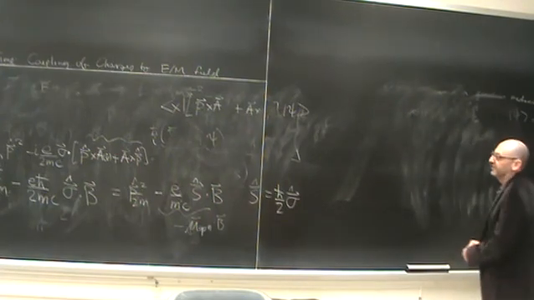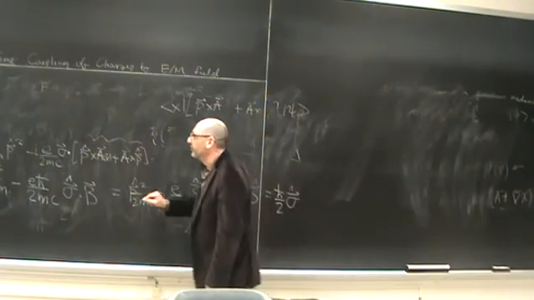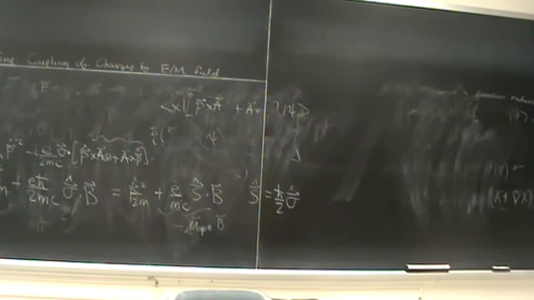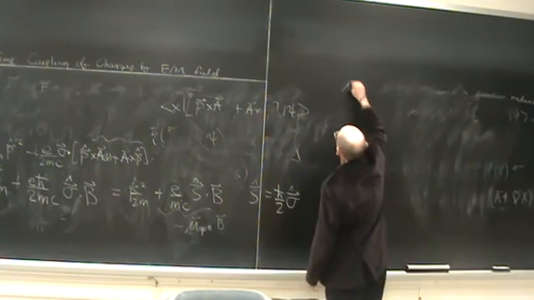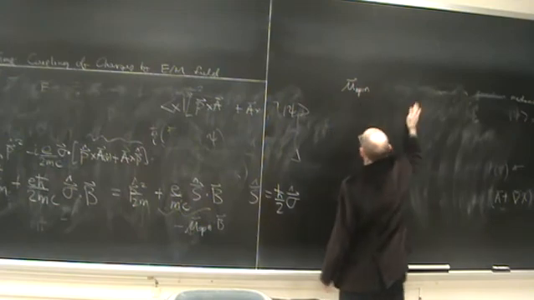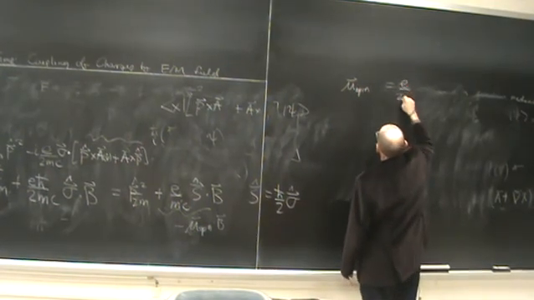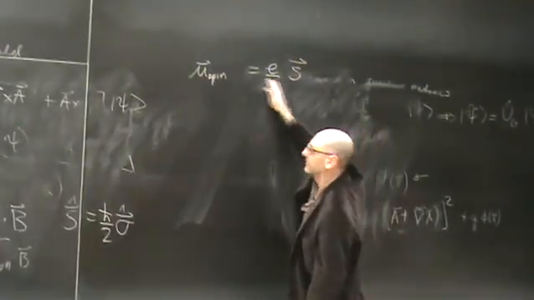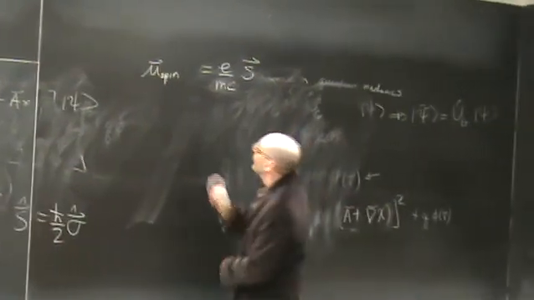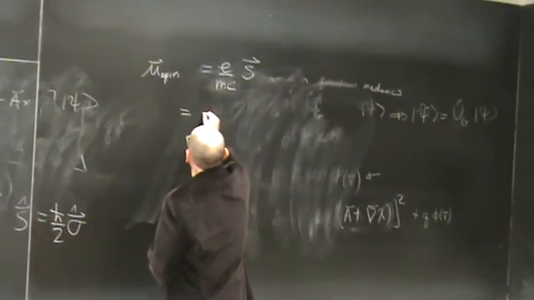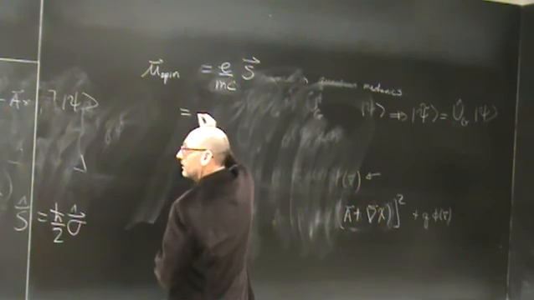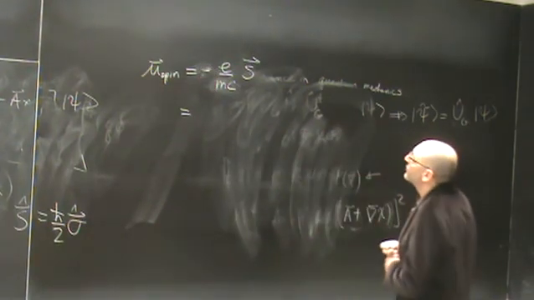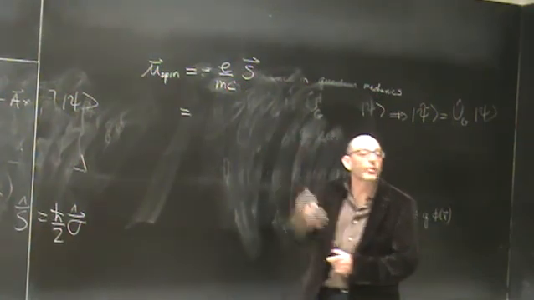And I got the sign wrong somehow. This really should be a plus. I'll have to go through that somewhere. It really should be a plus. I don't know where I screwed it up. But mu of the spin is equal to e over mc S. I don't want to track that minus sign down because I want to track it to the most important physics.